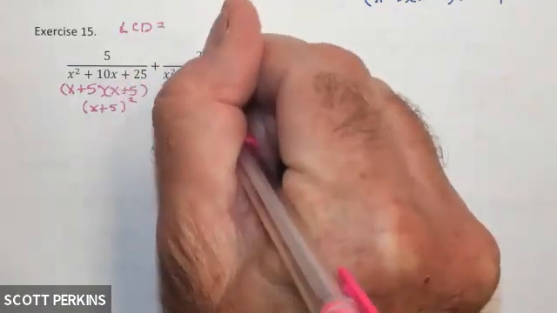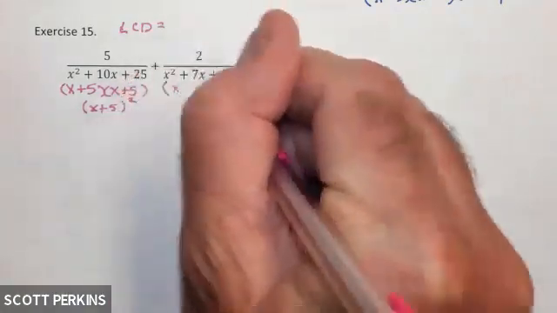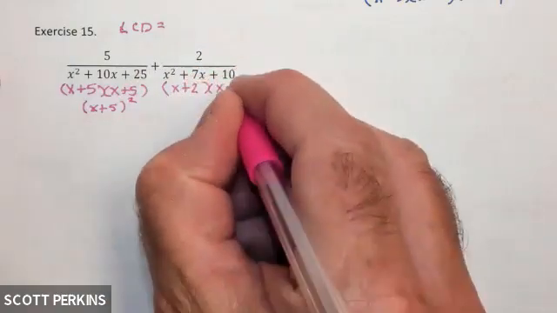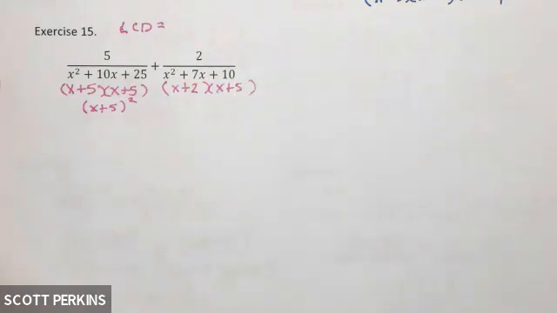The second trinomial I can factor like this. The two factors of 10 that add up to 7 are 2 and 5. So now when I go to form the LCD, remember, I tried to simplify this for you. It is one of every factor. And when there's powers, you take the highest power.